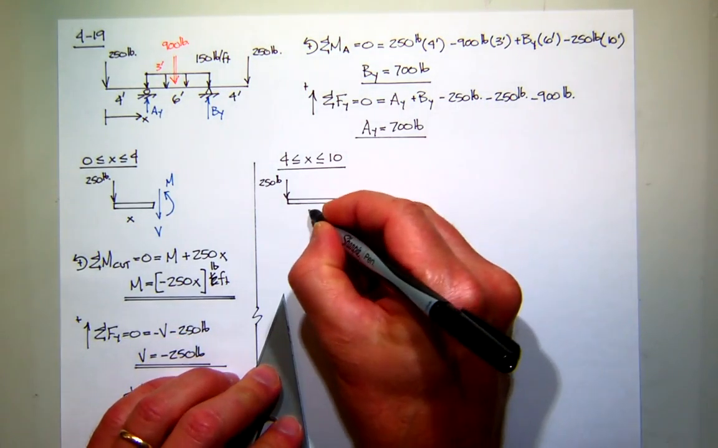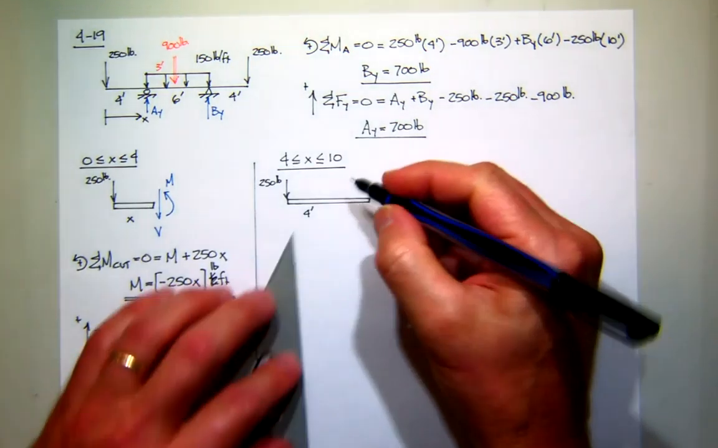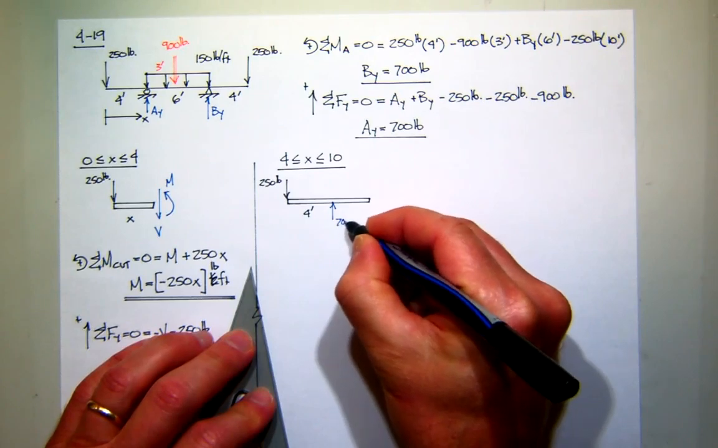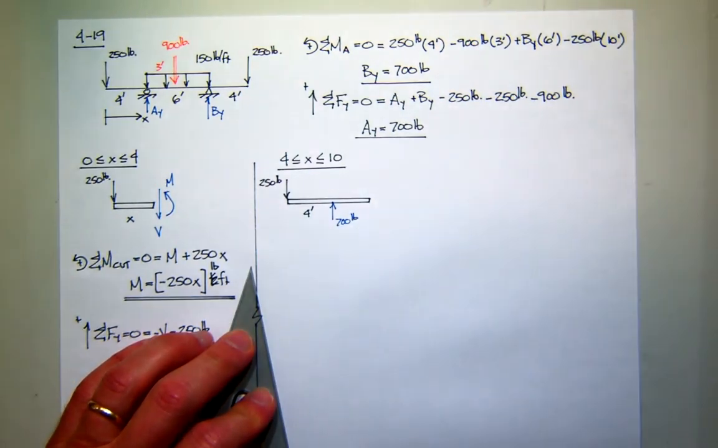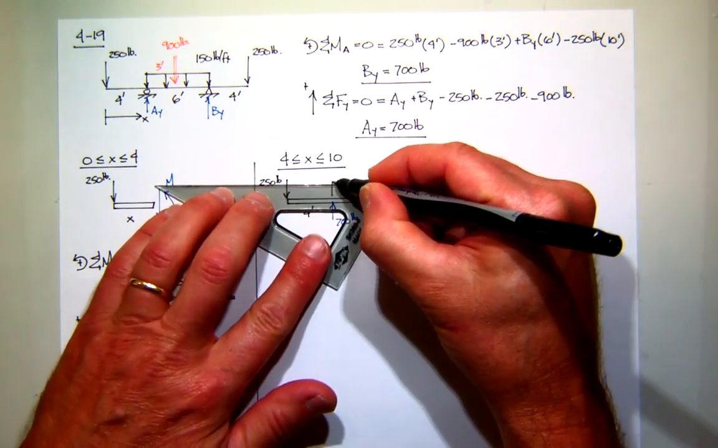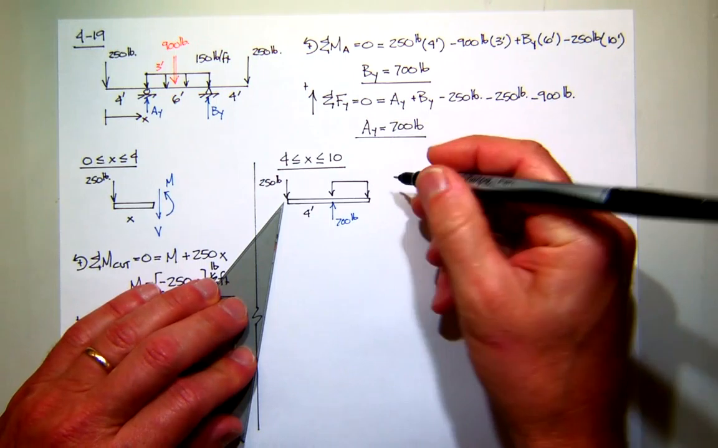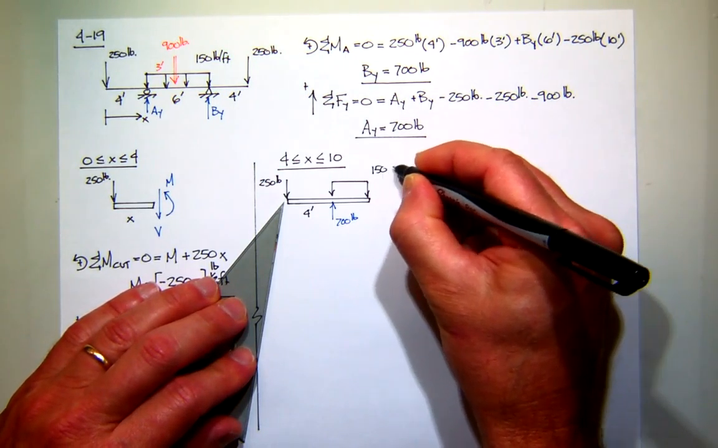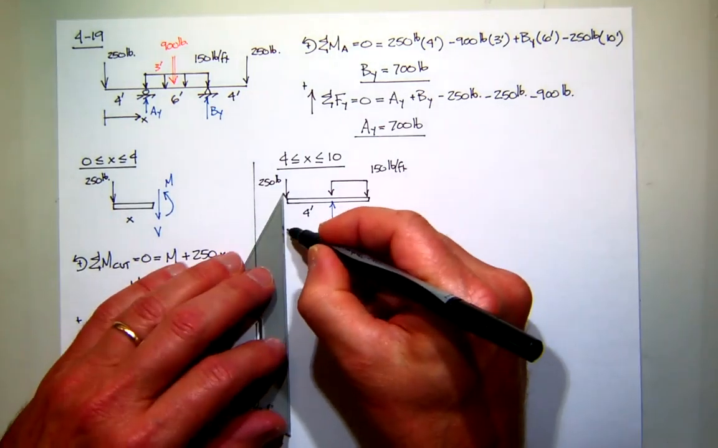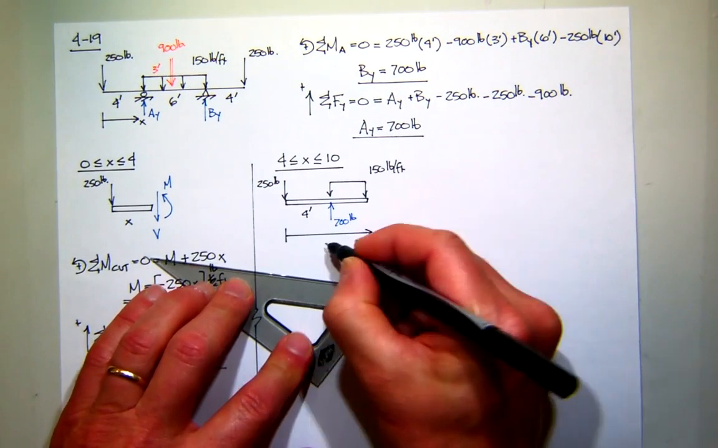Okay, so then 4 feet away, I have the reaction at A, which I solved for, 700 pounds. And then I have a certain chunk of this. Remember, that was 150 pounds per foot. And we are measuring the distance to that cut as x.